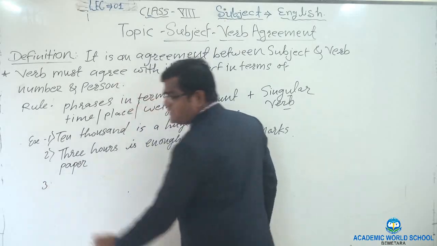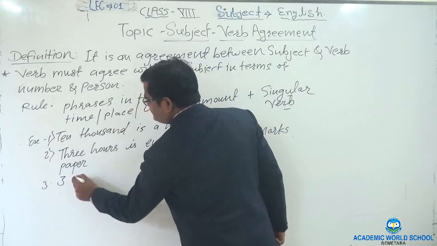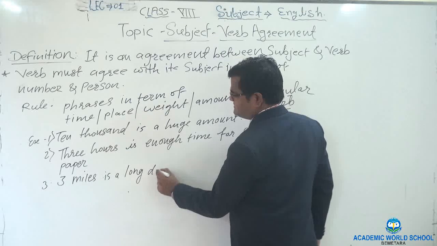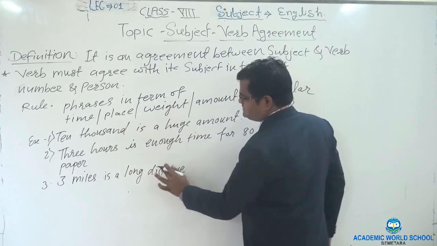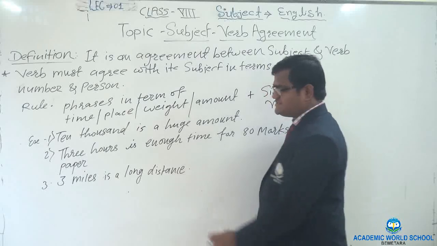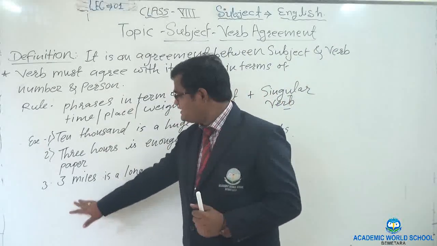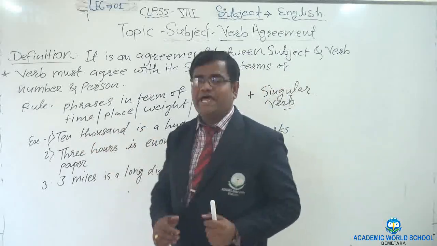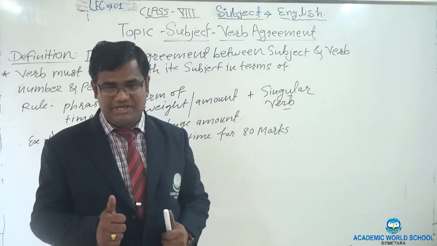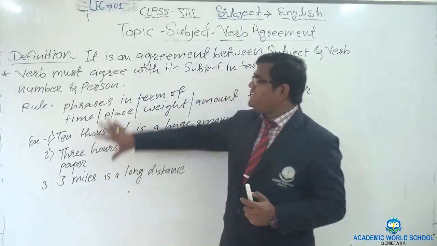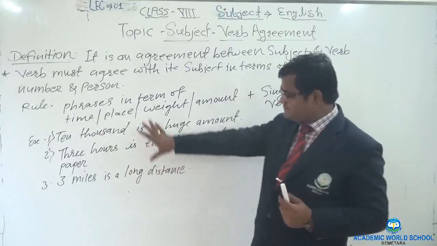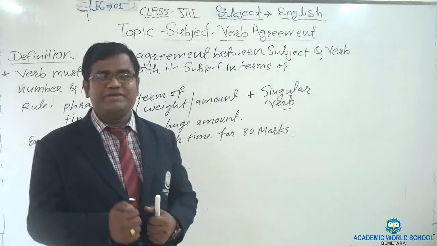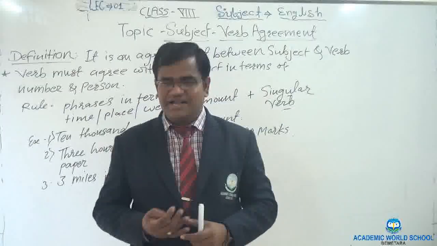Or I can say 3 miles. 3 miles is a long distance. Here I am talking about 3 miles, here 3 hours, here 10,000, but still I have used a singular verb, right? So these are the basic rules of subject verb agreement, and besides that there are a few more rules, but I will come to them in the next lecture.